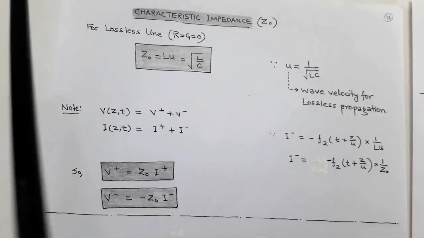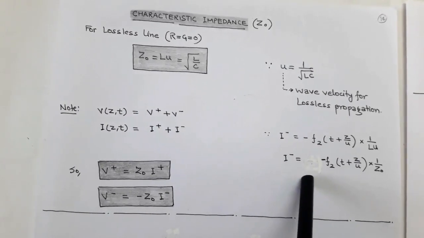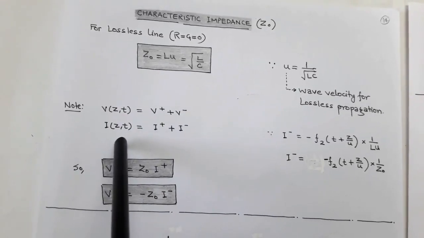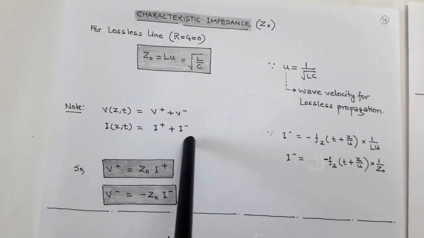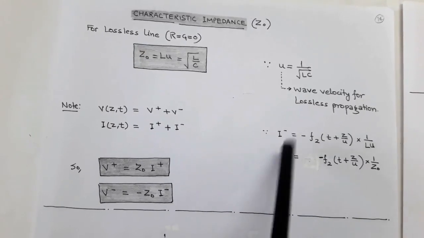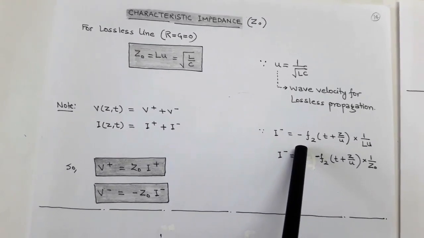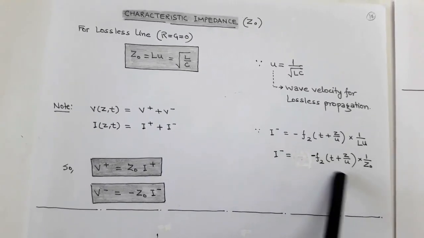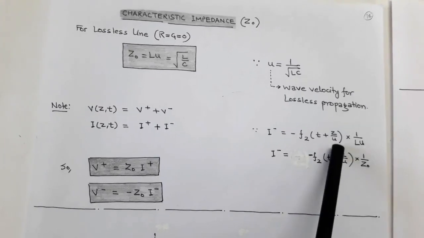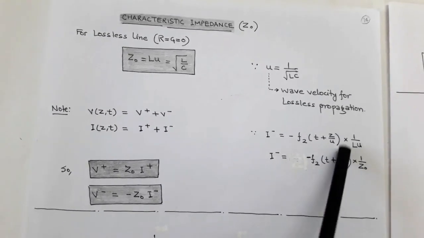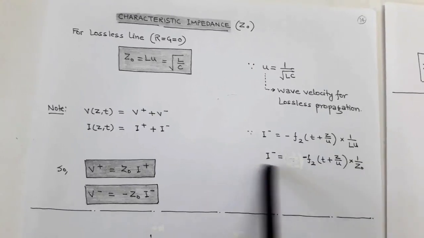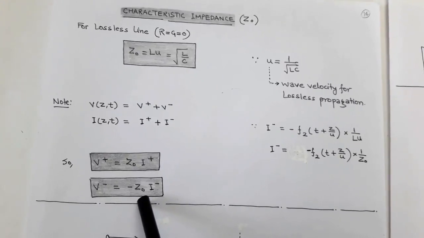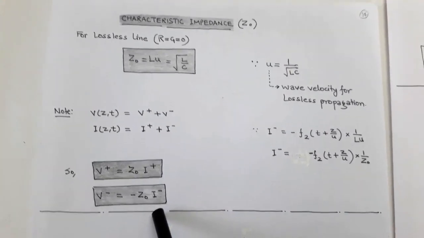Now here we note a point that this voltage function is a combination of two terms, that is, V plus and V minus. Similarly, the current function is a combination of two terms, I plus and I minus. Here the I minus has a negative sign with the function, which is equal to minus F2 of T plus Z upon U into 1 upon LU. And from here we get a relation, that is, V plus equals Z0 I plus and V minus equals minus Z0 I minus.